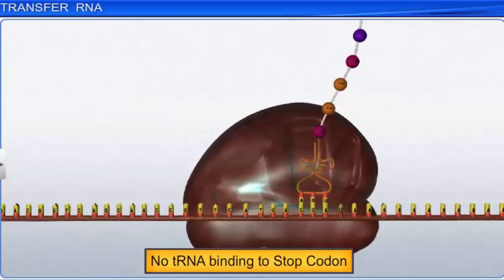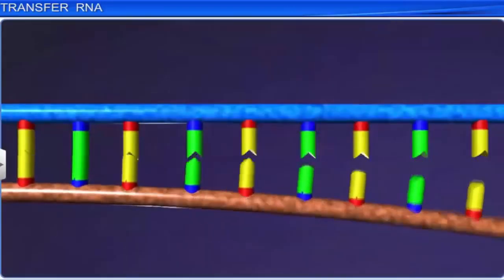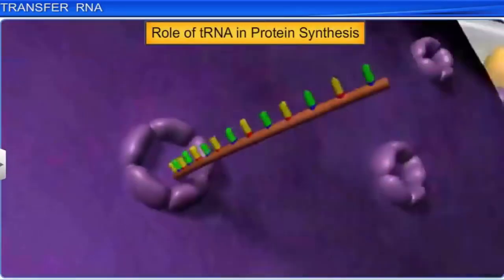tRNA is thus an important molecule, and it plays a vital role in protein synthesis by bringing amino acids to the mRNA template in the cytoplasm.